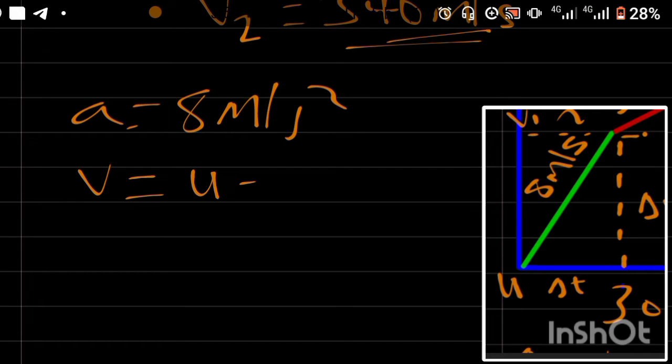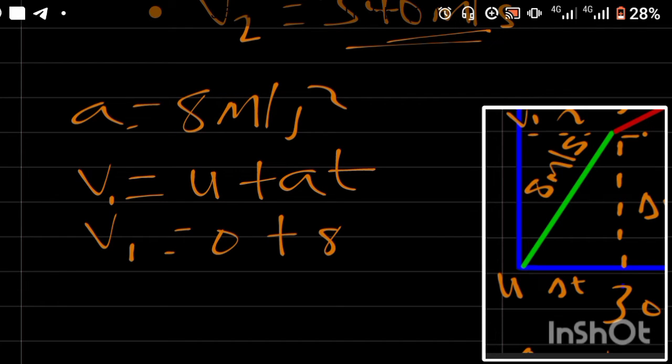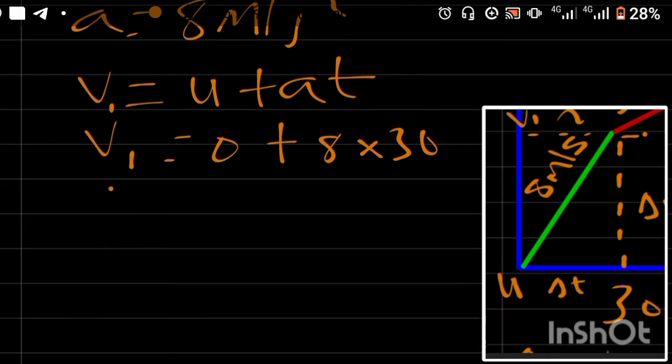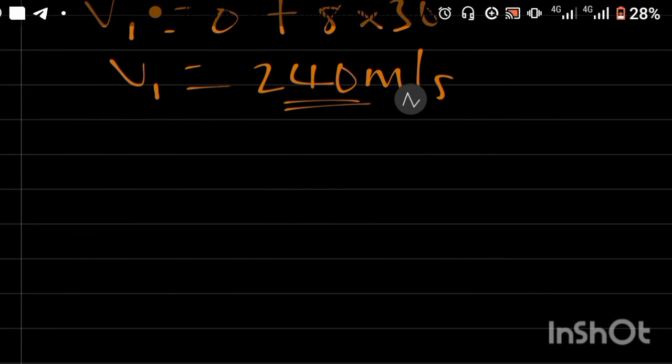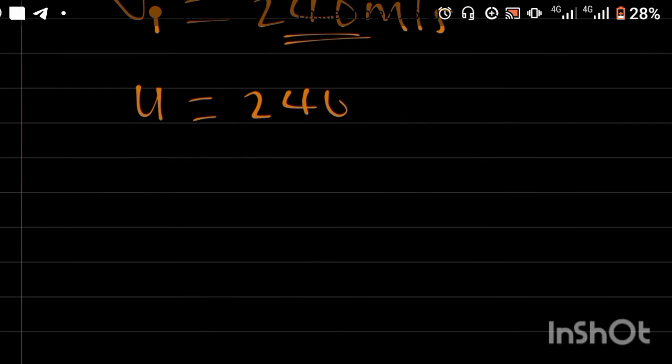V is equal to U plus AT. Therefore, V1 is equal to U, which is 0, plus the acceleration, which is 8, and this motion takes place for the first 30 seconds, times 30. V1 is equal to 240 meter per second. Now we are going to take this V1 to be our new initial velocity, 240, for a car that has an initial velocity of 240 meter per second, has an acceleration of 5 meter per second square.